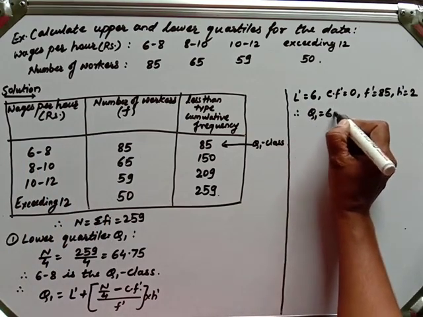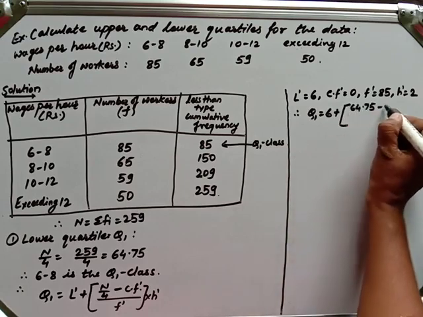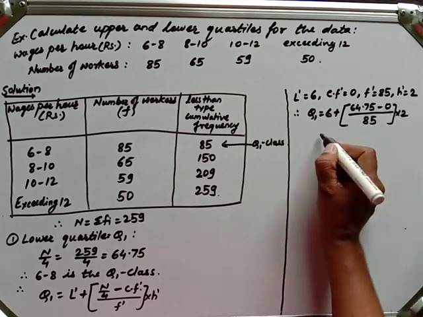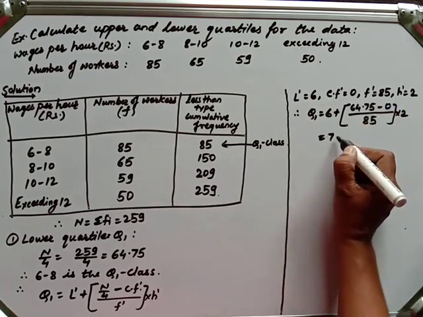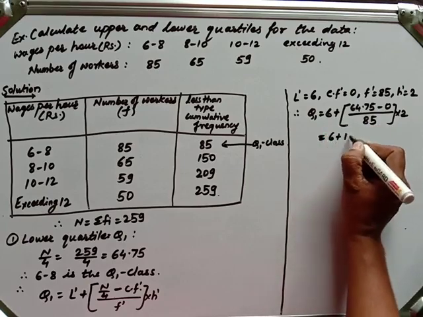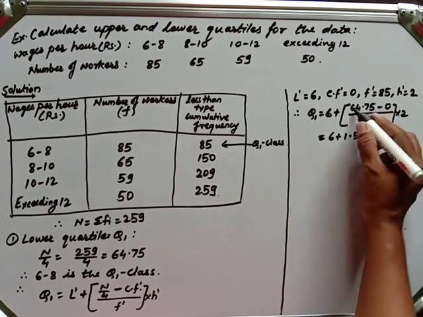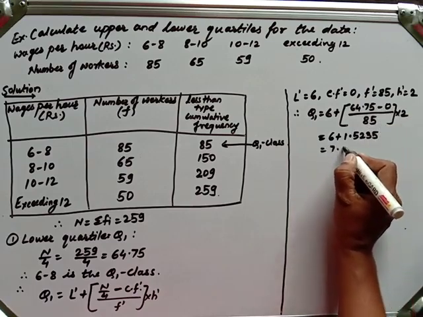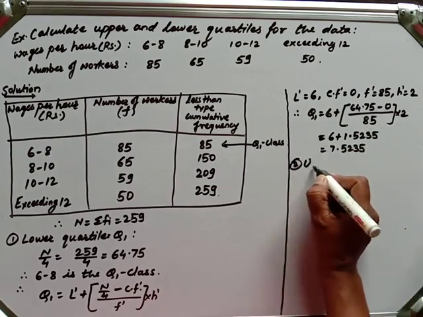Therefore, Q1 is equal to 6 plus 64.75 minus 0 upon 85 multiplied by 2. The calculation is: 6 plus, this is 64.75 itself upon 85 multiplied by 2, which is 1.5235. So this is 7.5235.